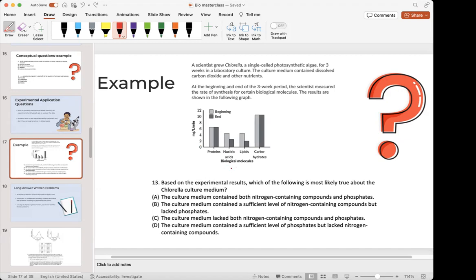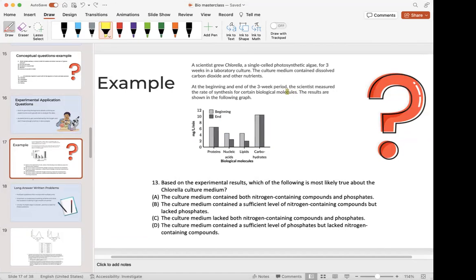So in this question, it has the biological molecules at the bottom, and you should know all four of these biological molecules. So proteins, nucleic acid, lipids, and carbohydrates, explicitly mentioned in Unit 1. And then it's showing you how much is synthesized per macromolecule. So typically another thing that I like to do, I'm not super sure if you're allowed to bring highlighters, but if you are, bring a highlighter, or you can just underline it in pencil.